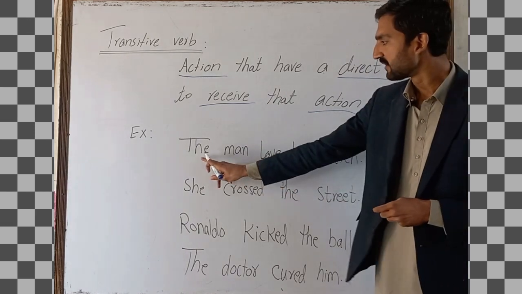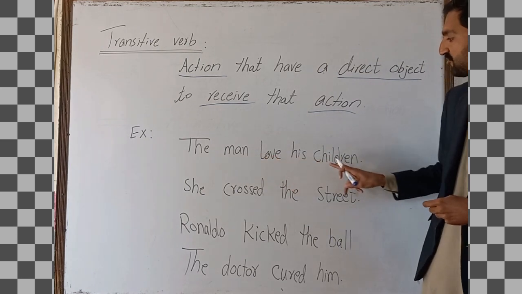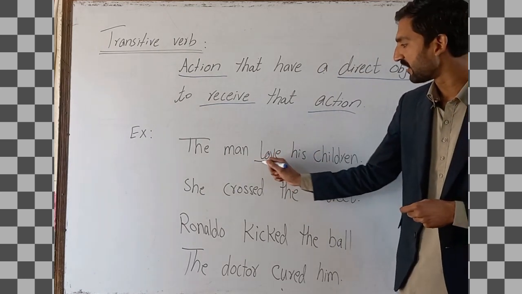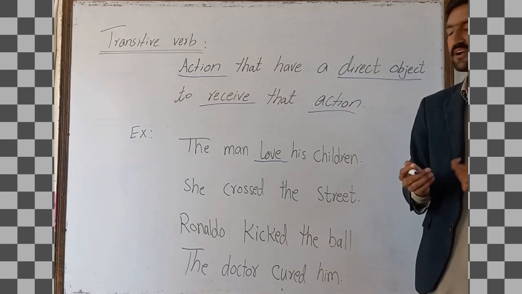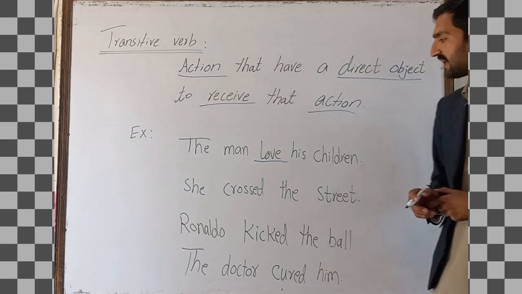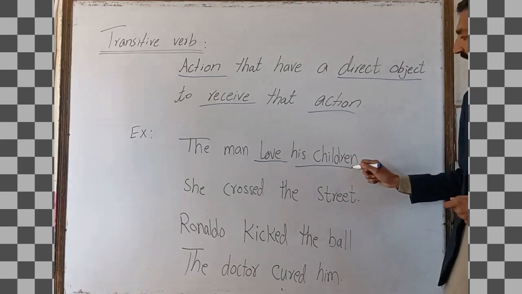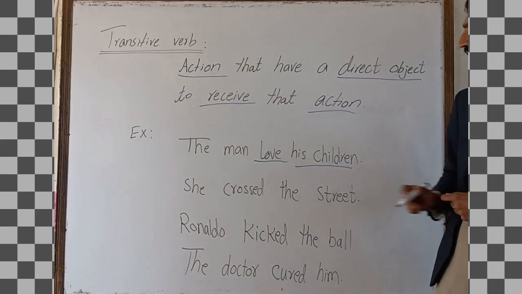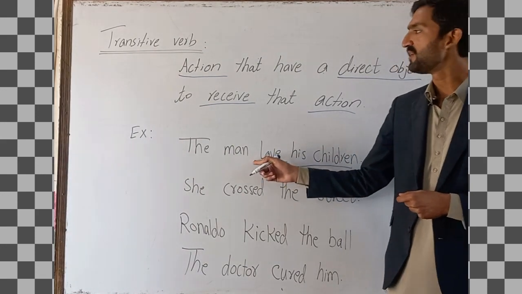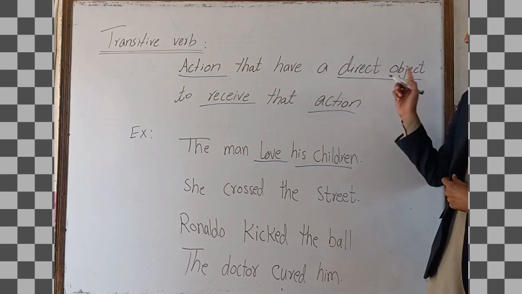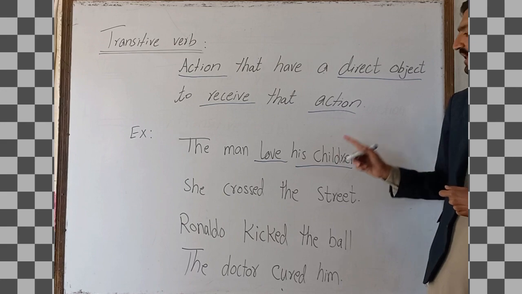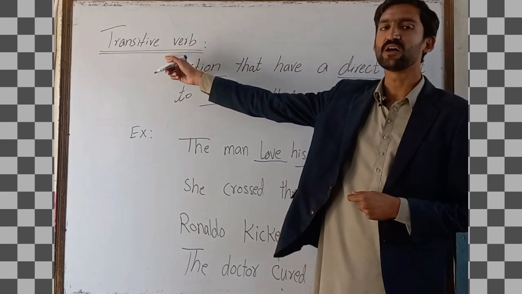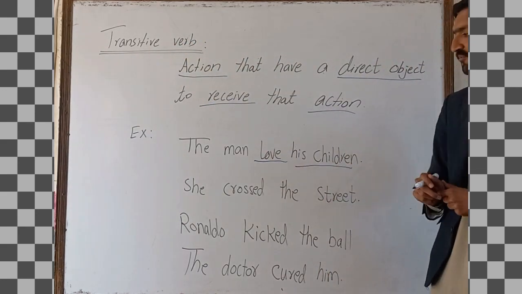First we have: The man loves his children. Here the word love is a transitive verb, and how is it a transitive verb? We can see that it has an object as well. A sort of action which is followed by a direct object is considered to be a transitive verb.